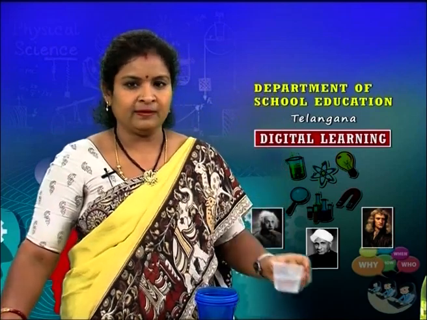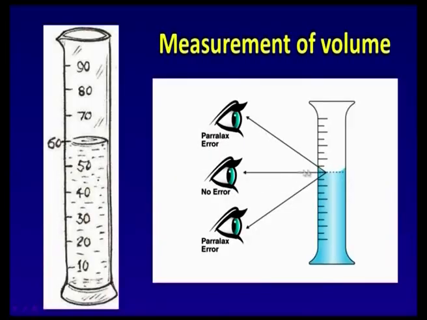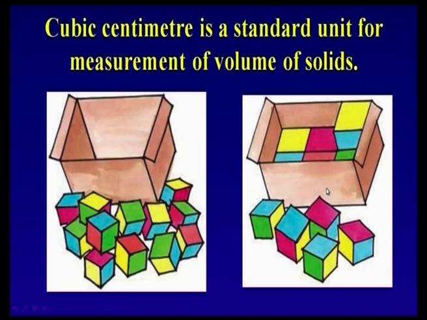Look at this picture, children. So, how are you going to note down the reading? This is the way you have to take the reading. Exactly along the straight line. Not like this, like this. Now, how are you going to measure the volume of solids?